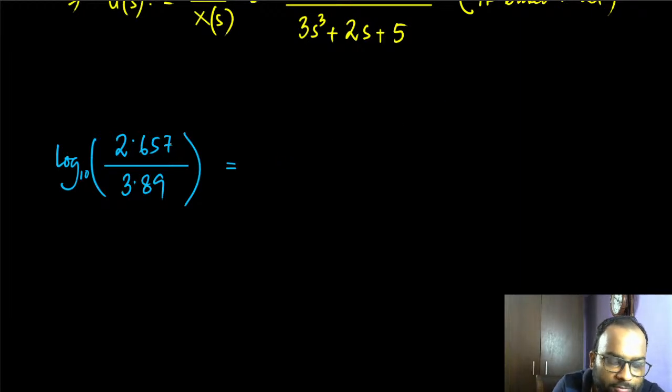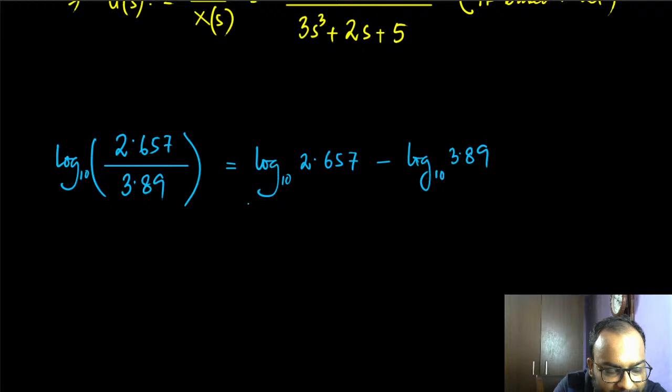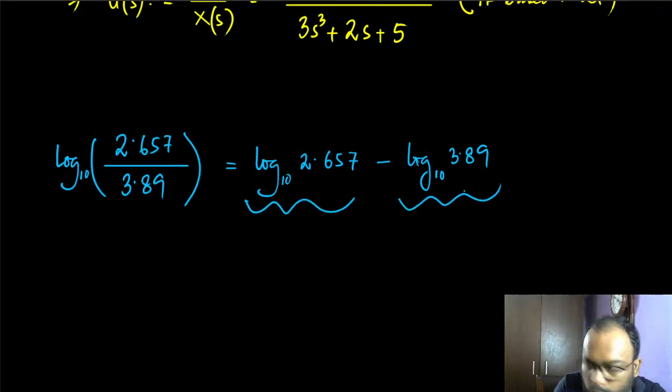The log of the ratio of two numbers is the difference of their individual logarithms. That's going to be log of this minus log of that. So using the log table, you would find out these two numbers. So you would be looking up at log tables, and you would find out these two numbers. Let's say this is going to be x and this is going to be y. So you will find them from the log table, and you subtract them.